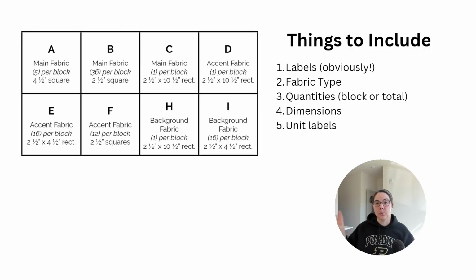So whatever you happen to be labeling those units as, if it's a flying geese and you've got an AB flying geese and a BC flying geese, those kinds of things, you might include labels for those subunits in your cutting label grid as well. That's really helpful because as you're churning out these intermediate units, it can be hard to keep track of them.